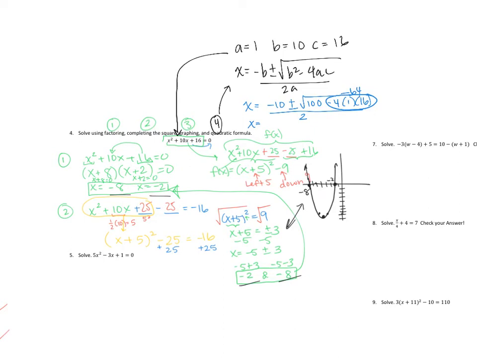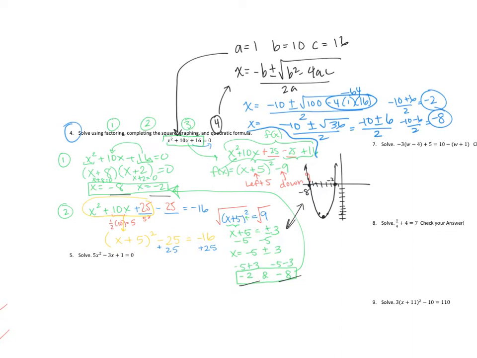So 100 minus 64 is 36. So I have negative 10 plus or minus the square root of 36 over 2. This is negative 10 plus or minus 6, really, since the square root of 36 is 6, over 2. So we're going to have negative 10 plus 6 over 2 and negative 10 minus 6 over 2. That's going to get us negative 4 over 2, which is negative 2, and negative 16 over 2, which is negative 8. Again, same answers. So, reminder, any method that you use here, we should get the same exact answers. Otherwise, you must be doing something wrong.